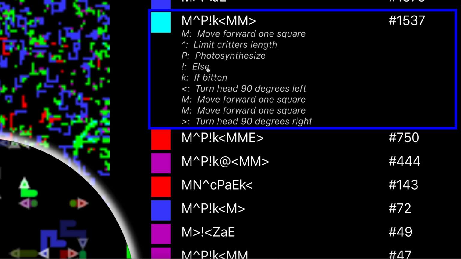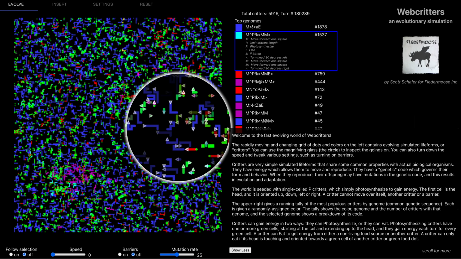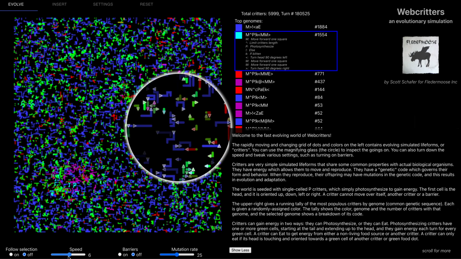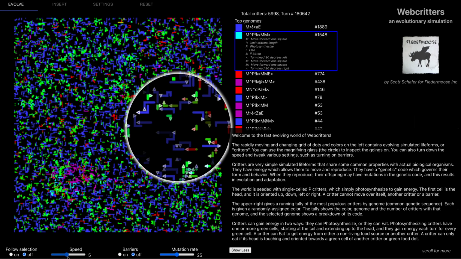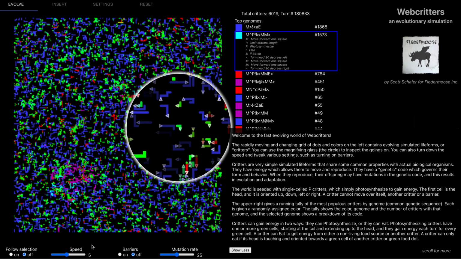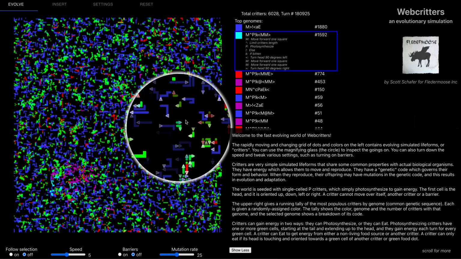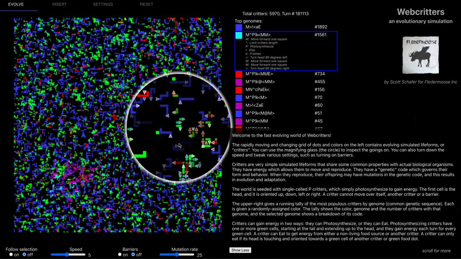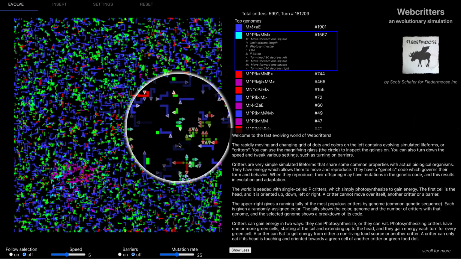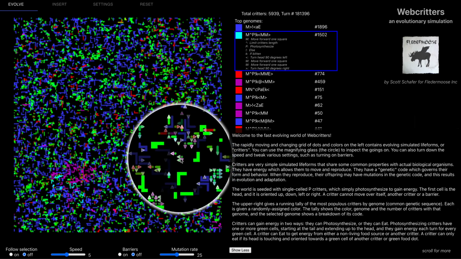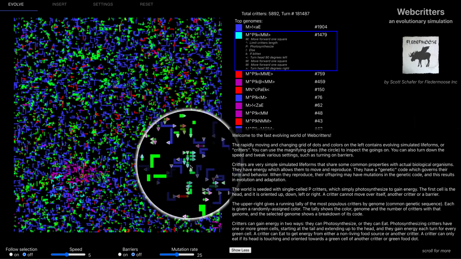I don't fully understand this, but we can look to see what it's actually doing by turning the speed up. What appears to be happening is both of these critters are avoiding moving as much as possible because moving uses energy. But one critter is responding. One critter moves when it sees food. One critter moves when it detects that it's been bitten. And hopefully we'll get to see that in action here.